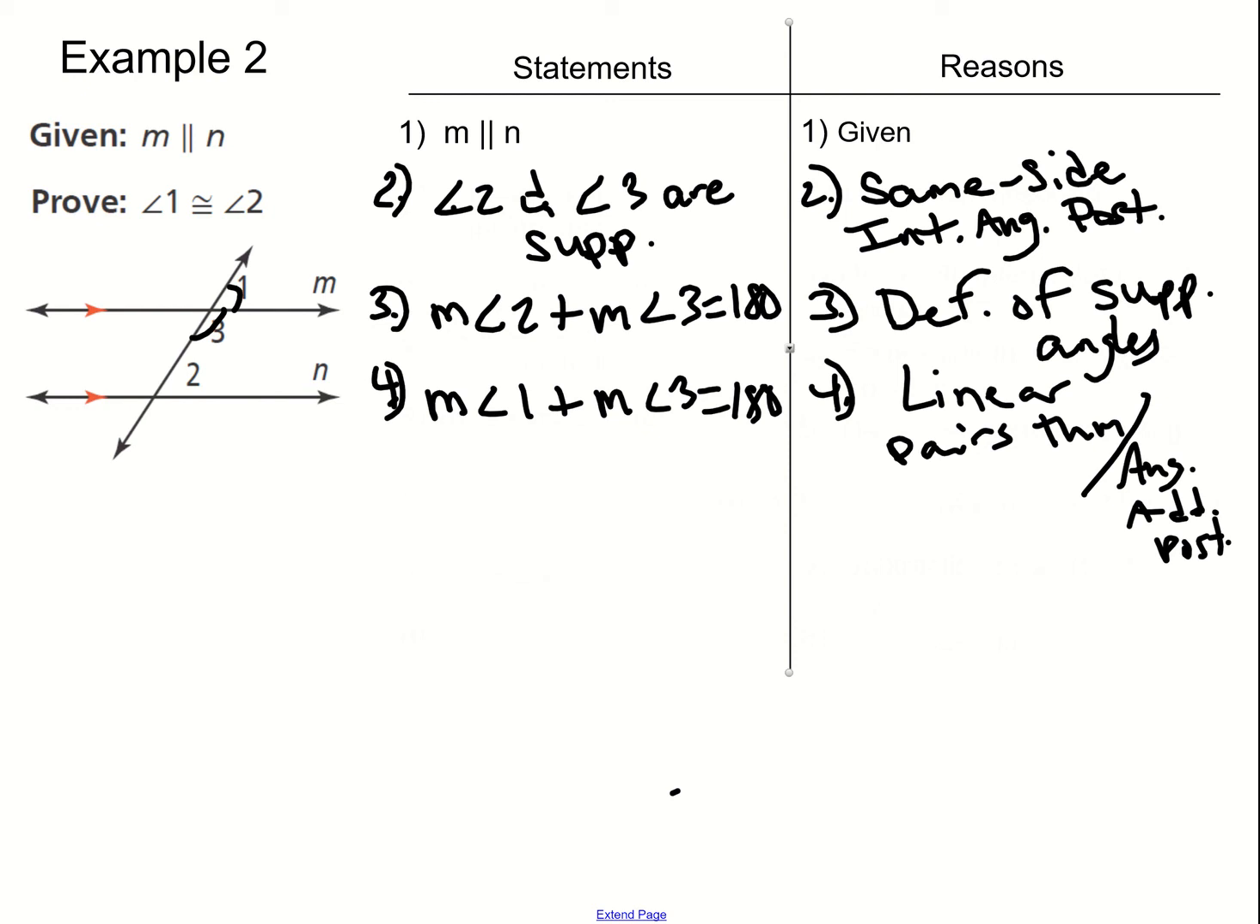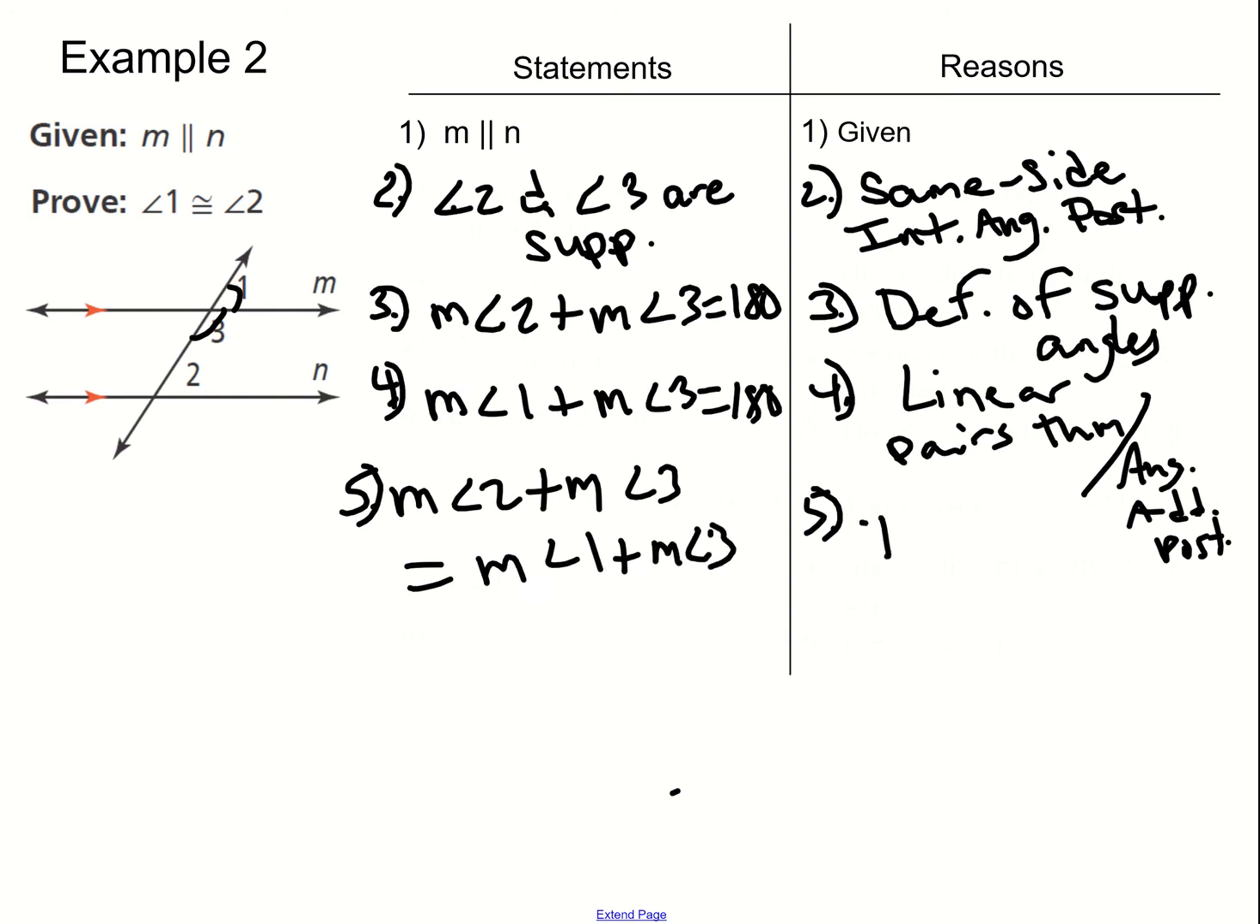All right. And so now for step 5, since now we know that they both add up to 180, we're going to set them equal to each other. So we know that the left side, angle 2 and angle 3, has to be equal to angle 1 and angle 3 because they're both equal to the same thing, which is 180. And so we're going to say that the left side of step 3 is equal to the left side of step 4. And we'll call that the transitive property, just like we did in the previous problem.